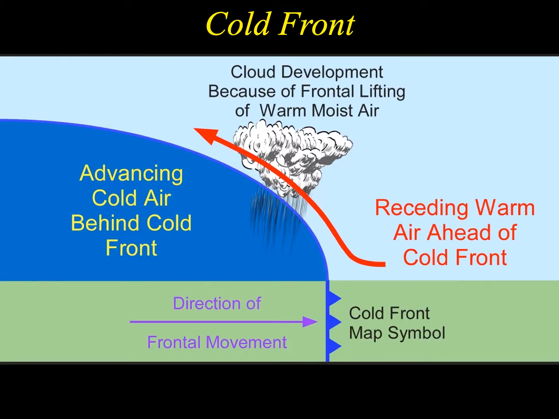So here we see a typical cold front. Essentially what's happening is the cold air is moving, pushing the warm air ahead of it over its frontal zone, higher up into the atmosphere. You can see I've illustrated here a zone of cloud development and precipitation. On a weather map, a cold front is represented by a line with triangles on it.